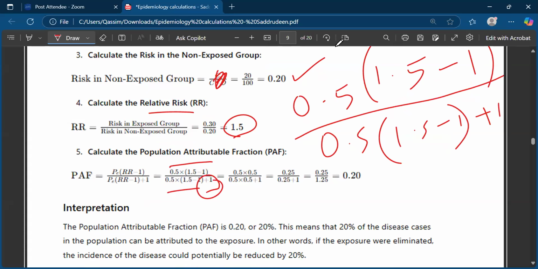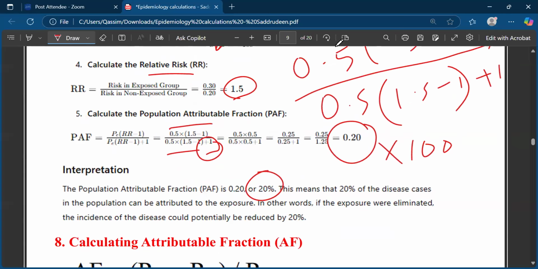So after you work out all that, you're going to get 0.20. You can convert it to a percentage by multiplying by 100%, and then you get 20%. So it means 20% of the disease cases in the population can be attributed to the exposure. That is, if we get 100 sick individuals, 20 of them have gotten the disease because of the exposure and 80 have not.